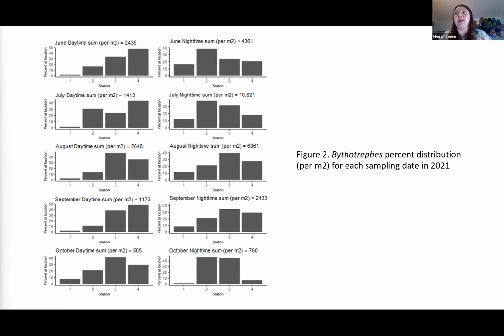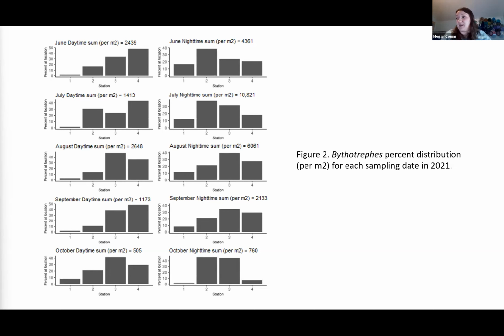Same graphs for 2021, adding June and July up at the top. In 2020, we were not able to sample June and July because of COVID protocols, but we could for 2021. So those got added in, and those showed some pretty remarkable numbers of animals, especially that July nighttime, going from 1,400 animals across the transect in the replicates in the day to over 10,000 animals at night. That's a huge difference, and they have to be coming from somewhere, which is kind of the question I was asking: where are they coming from?